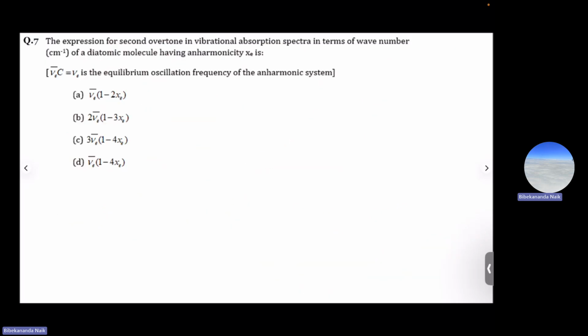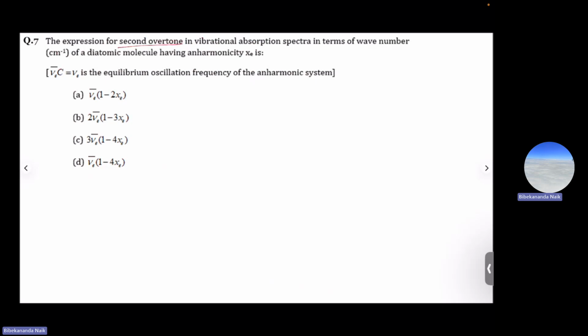Now we move to question number 7. Question number 7 says the expression for second overtone in vibrational absorption spectra in terms of wave number, that is centimeter inverse, of a diatomic molecule having anharmonicity xe is. So here we need to consider the anharmonic oscillator concept because we need to consider the anharmonicity xe of the molecule. So we need to find out the second overtone in the vibrational absorption spectra.